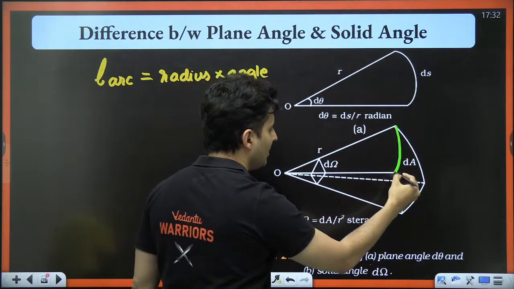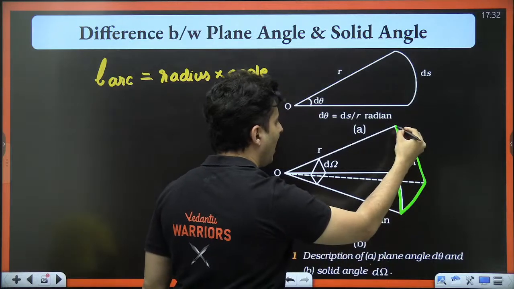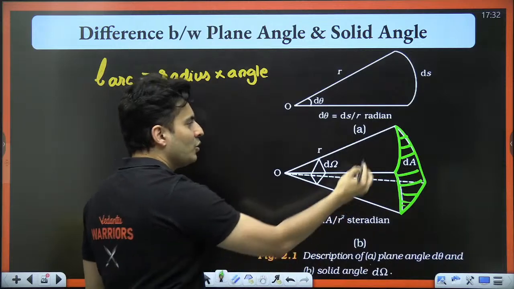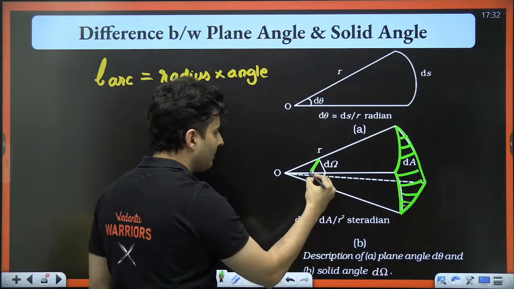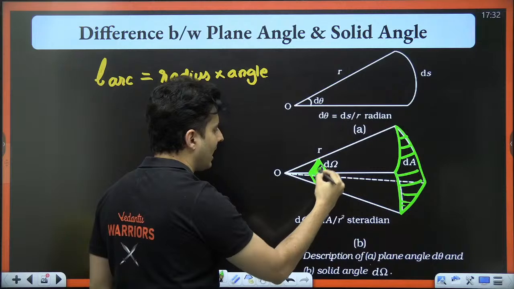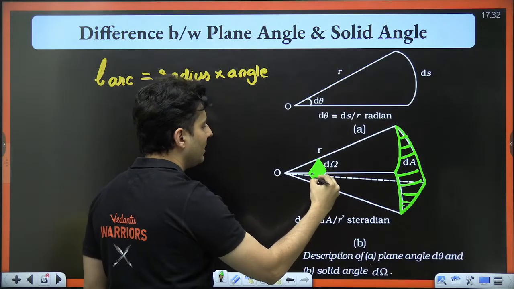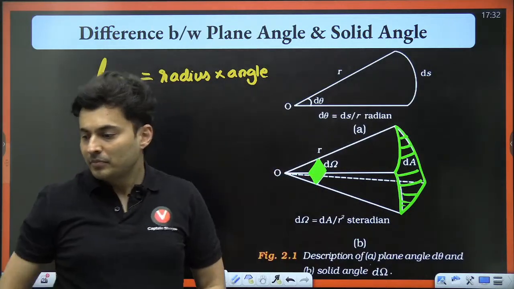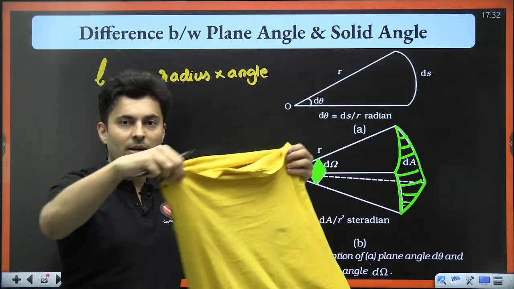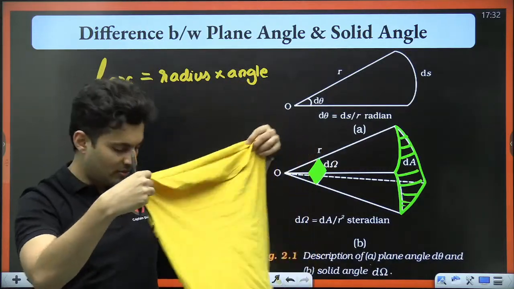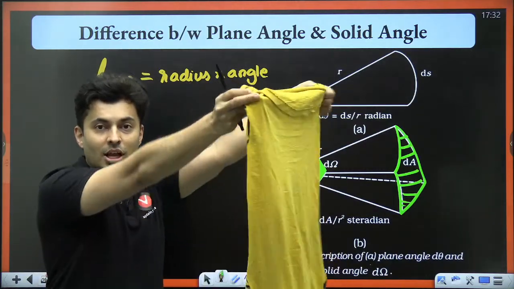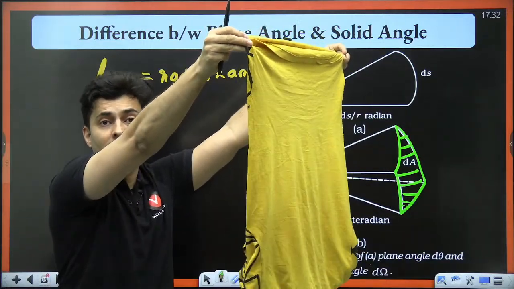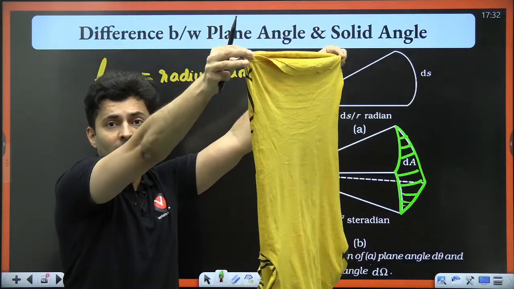For 3 dimension, you need not an arc, but you need an area. Notice this particular area is subtending this 3-dimensional angle. Visualize this in 3 dimension, my dear warriors. Imagine the shirt I'm taking. Guys, this was the shirt which I was wearing before. Anyways, how much angle is this shirt subtending? A 3-dimensional angle.